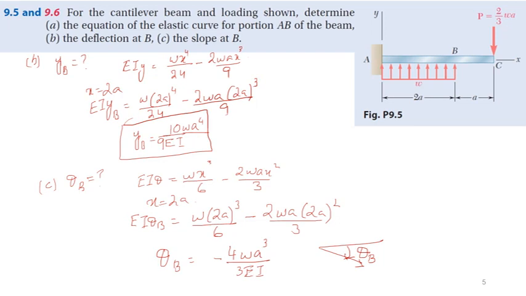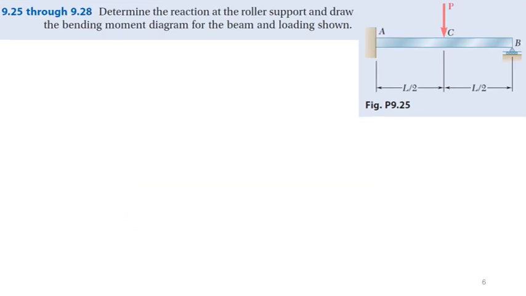Okay, let's see another problem related to this topic, and that is a statically indeterminate problem. If you look at the statement, determine the reaction at the roller support. So we have to find the reaction at B, and draw the bending moment diagram for the loading shown. For the bending moment diagram, we must know the reactions for this beam.